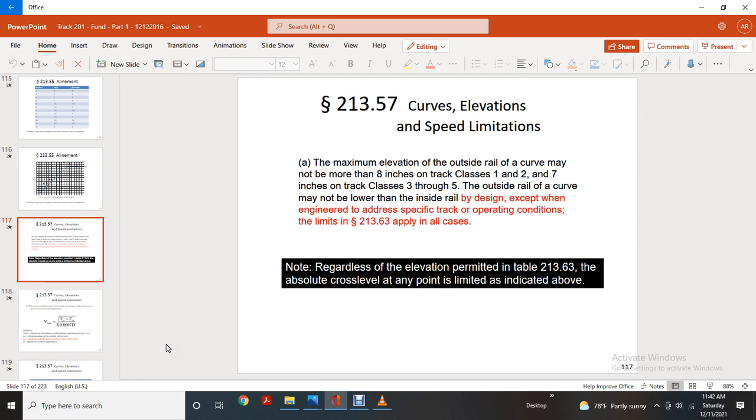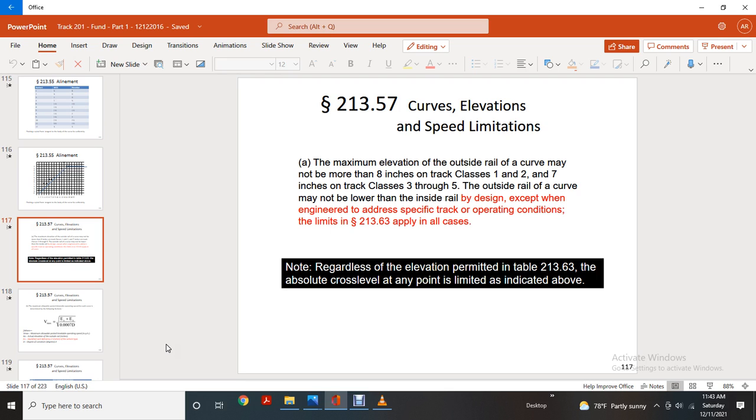213.57 Curves, elevation, and speed limitations. Maximum elevation of the outside rail of a curve may not be more than 8 inches for Class 1, 2, and 2, and 7 inches for Class 3 through 5. The outside rail of a curve may not be lower than the inside rail by design, except for specified track with the operating conditions listed. The limits in 213.63 apply in all cases.